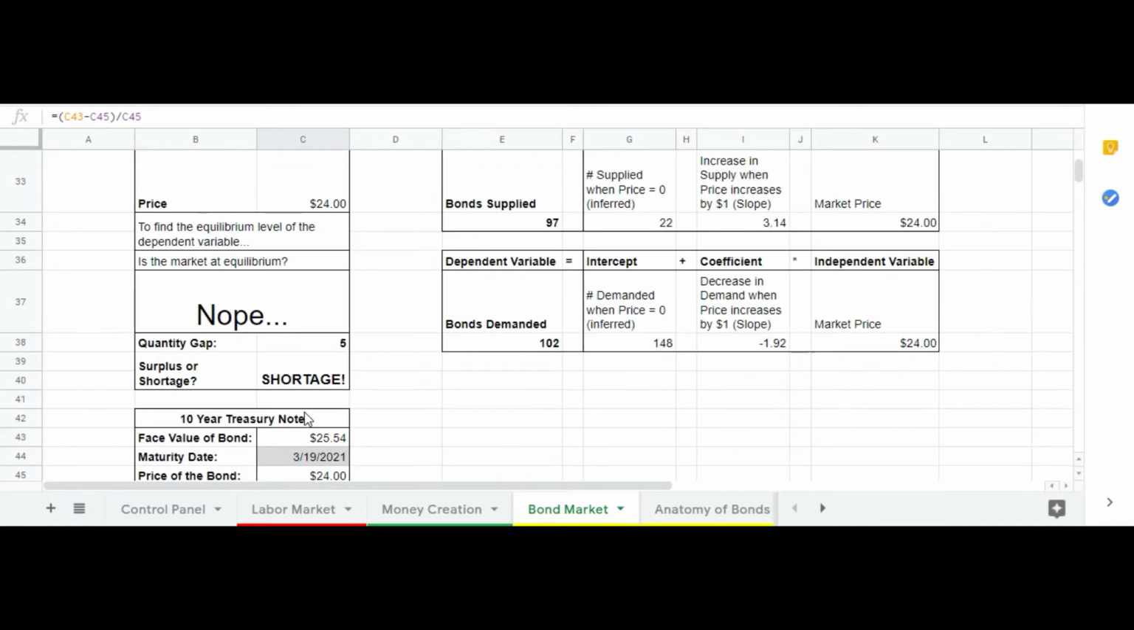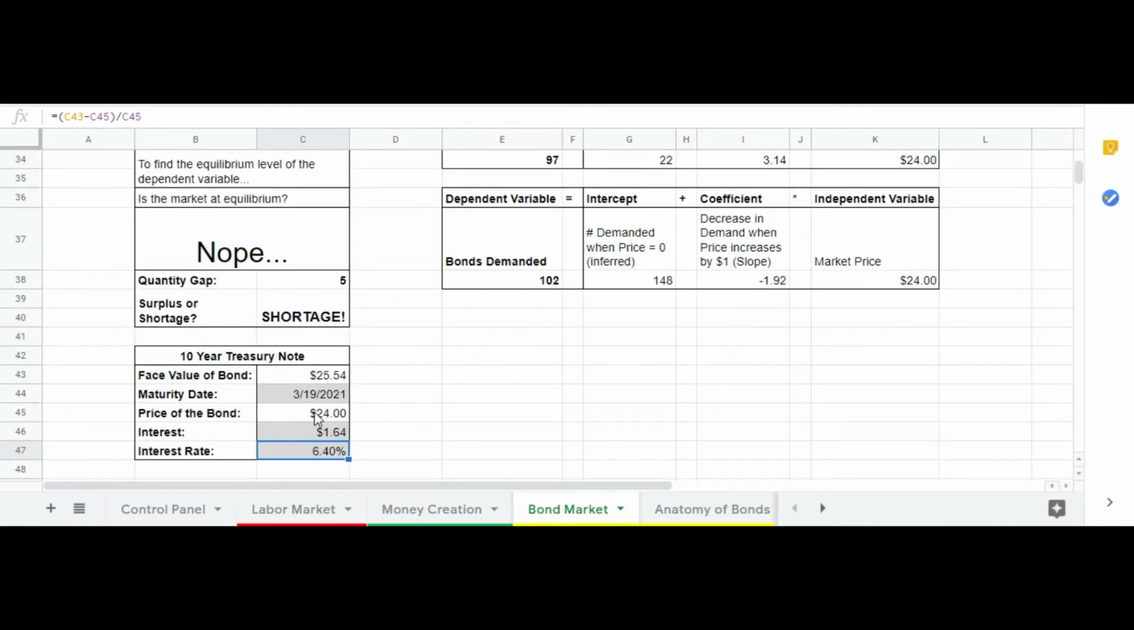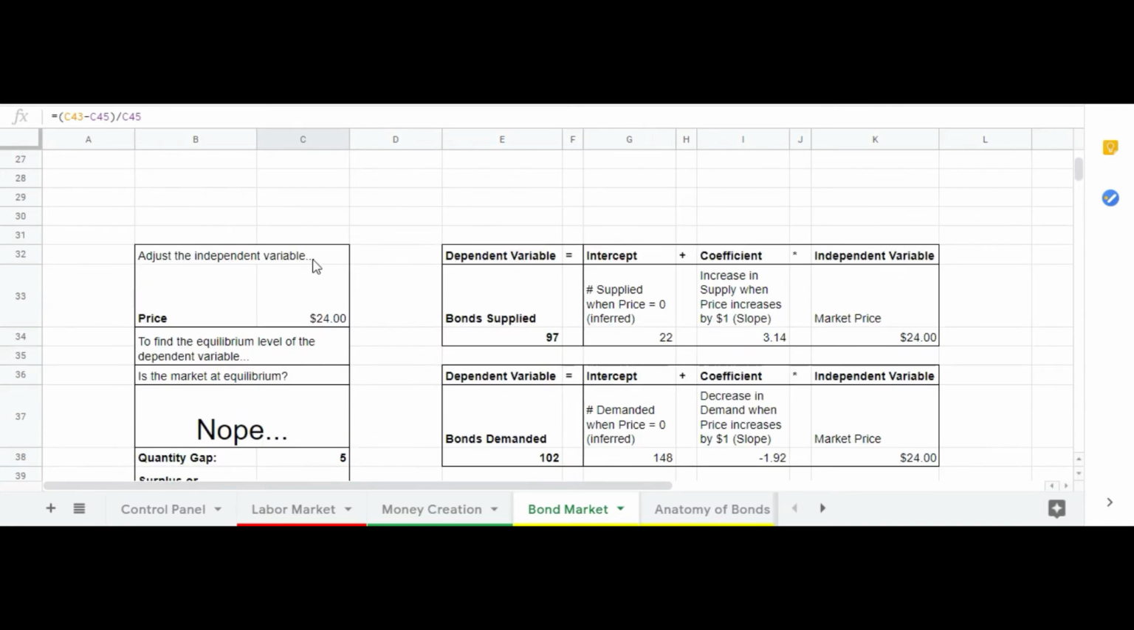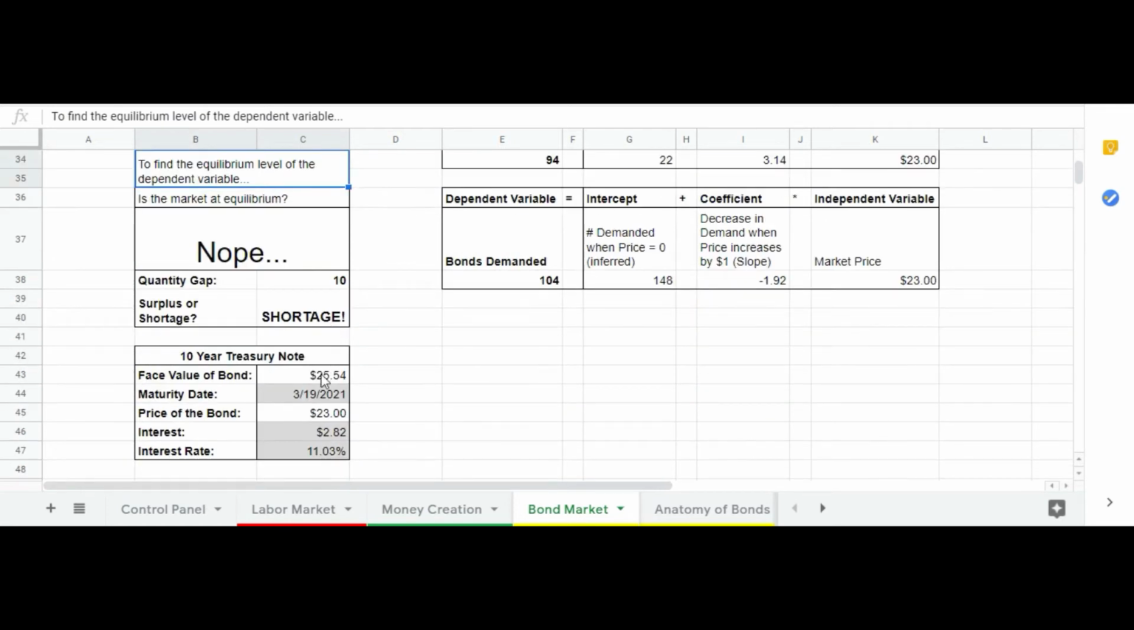This is how a bond could normally function, right? You would expect that the price going down leads to the interest payment going up, which means that the interest rate is, as we call it, inversely related to the price. That means that as the price goes down, the interest rate increases. So just giving you another example of that, we're going to bring it down to 23, and you will see that now the interest rate is 11.03%.